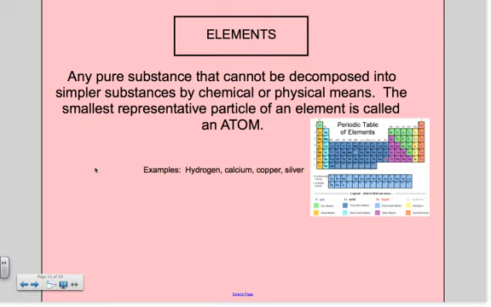Elements are any pure substance that cannot be decomposed into simpler substances by chemical or physical means. Now, the smallest representative particle of an element is called an atom. Anything on that periodic table is an element. It says so right there. So, if you have one aluminum in your hand, you have one atom of aluminum. Hydrogen, calcium, copper, silver, these are all examples of elements.